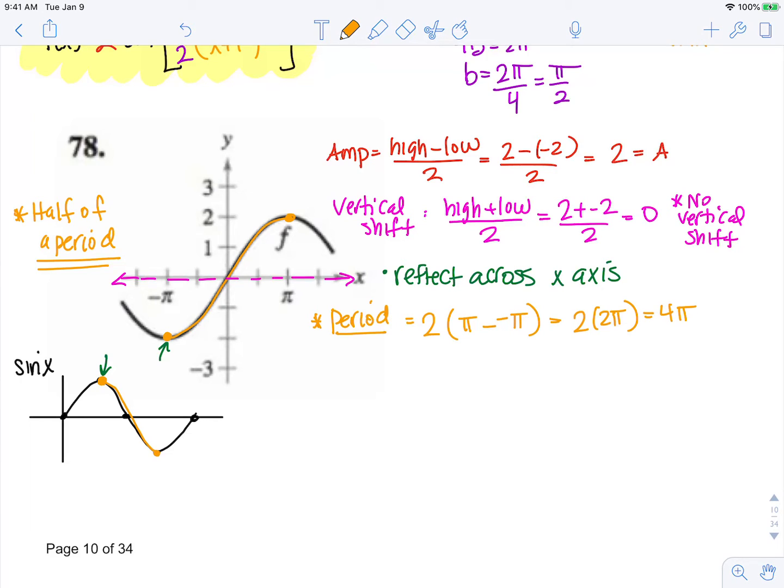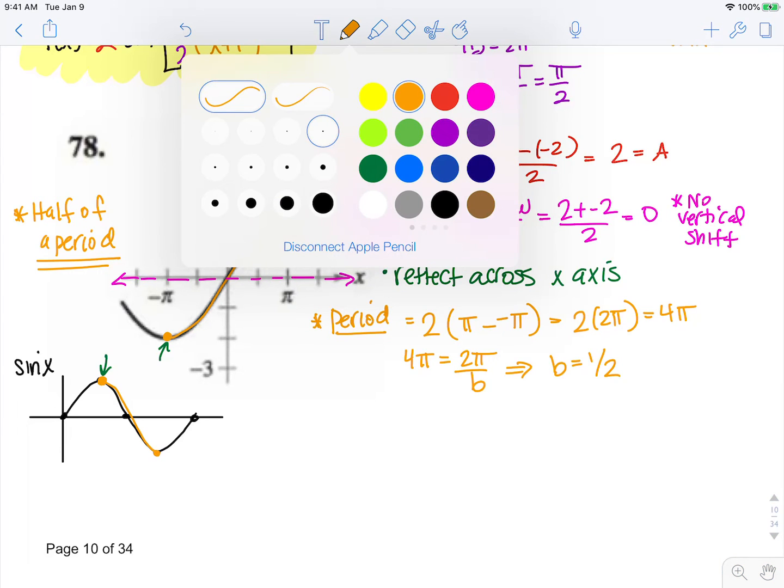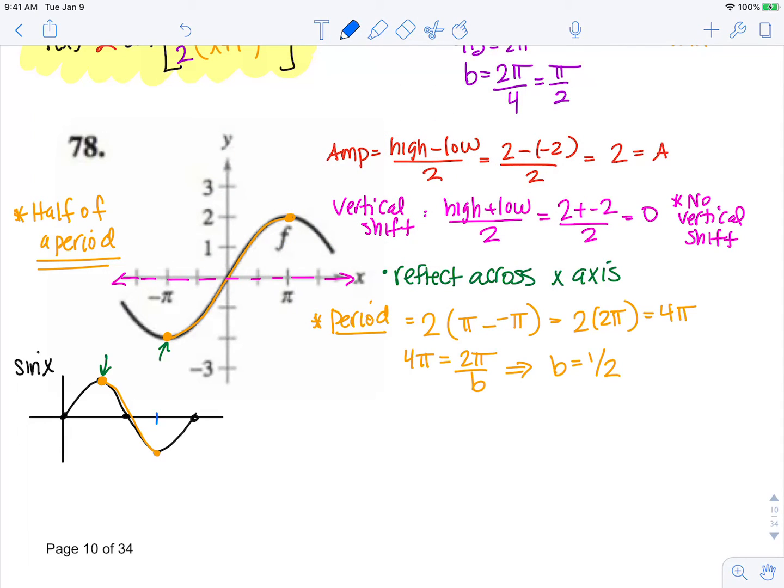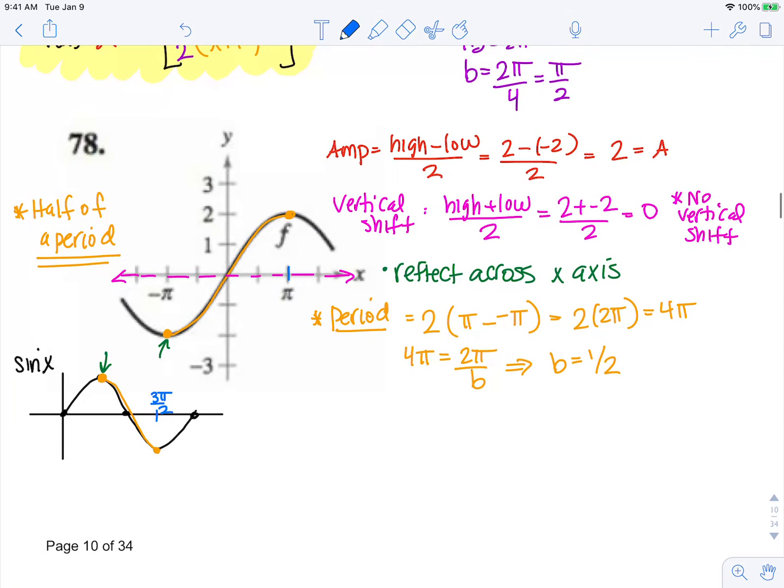So that means 4 pi equals 2 pi over b. And if I solve this, I'll get b is 1/2, just saving some space here. So now let's look at if we moved left or right. So normally, let me get a different color. Normally, this point here is at 3 pi over 2, but now we're at pi.